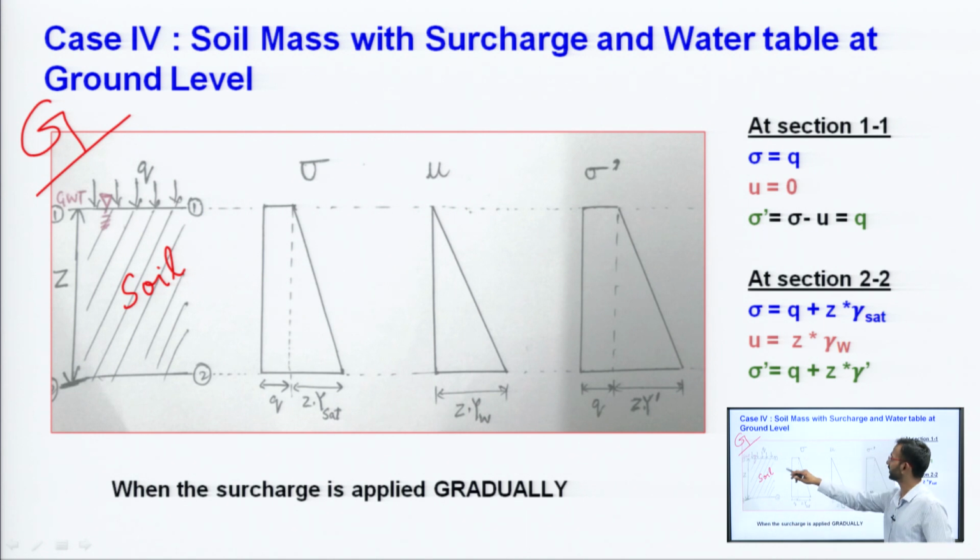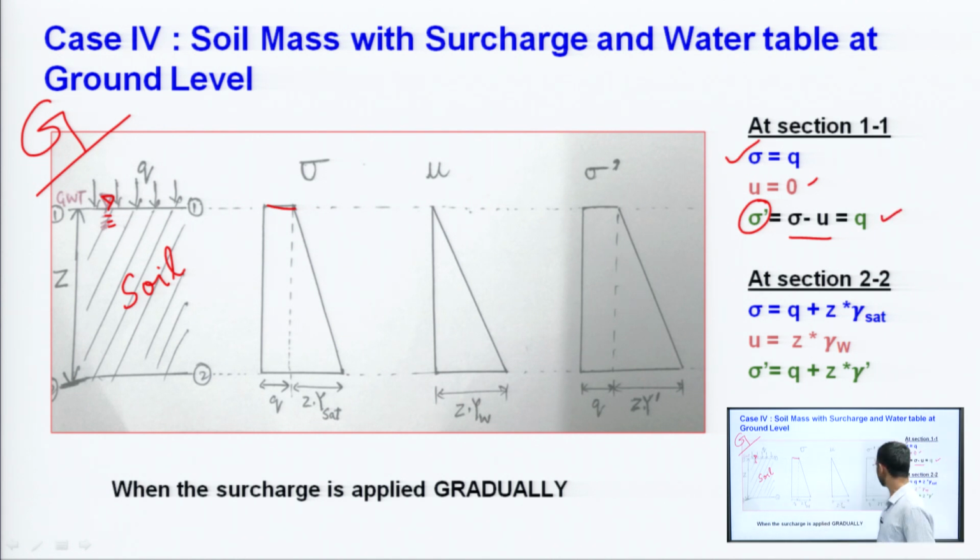So understand here, when the load is applied, the total stress at this point will be q. The pore water pressure is nothing but 0, because if we apply a piezometer here, what will happen? There will be no rise in the water level, so pore water pressure is 0 here. So the effective stress will be equal to total stress minus the pore water pressure, that is q.